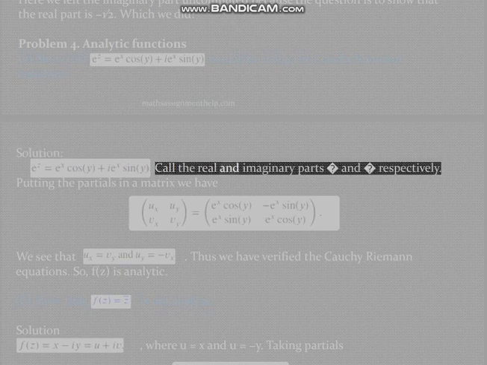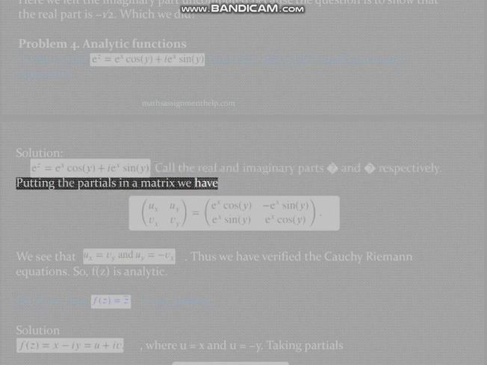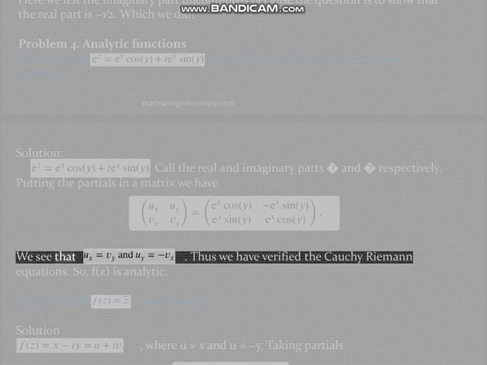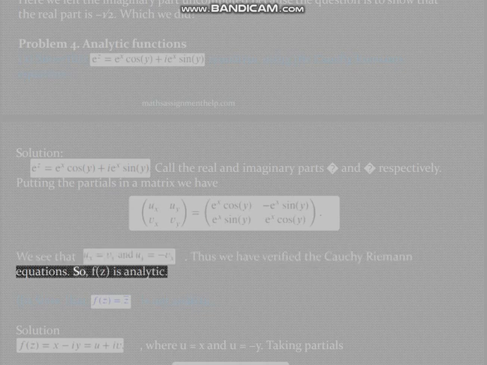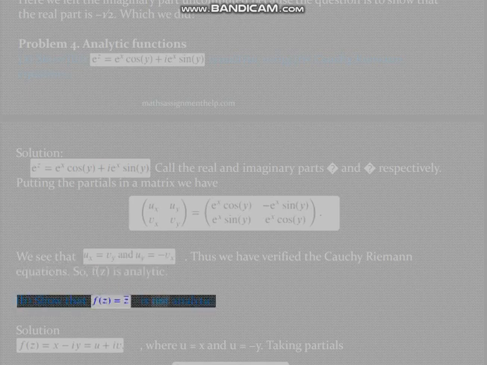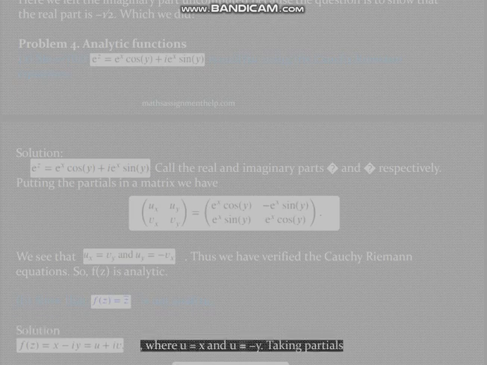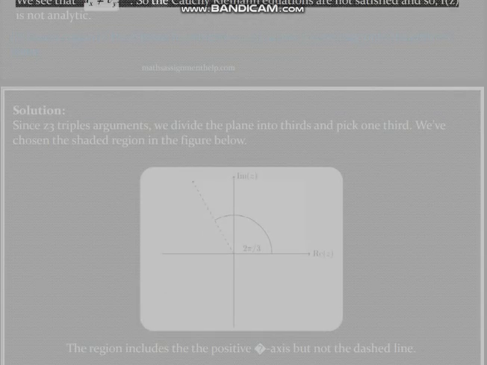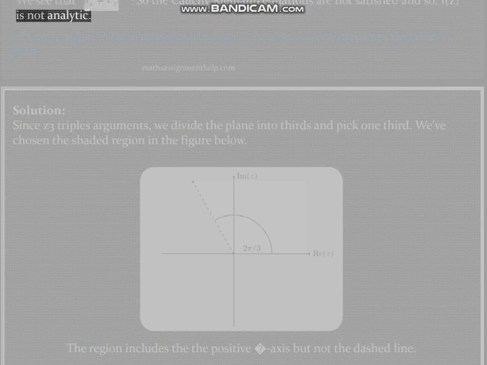Solution. Call the real and imaginary parts u and v respectively. Putting the partials in a matrix we have. We see that. Thus we have verified the Cauchy-Riemann equations. So, f(z) is analytic. B. Show that f is not analytic. Solution. Where u equals x and v equals minus y, taking partials. We see that. So the Cauchy-Riemann equations are not satisfied, and so f(z) is not analytic.